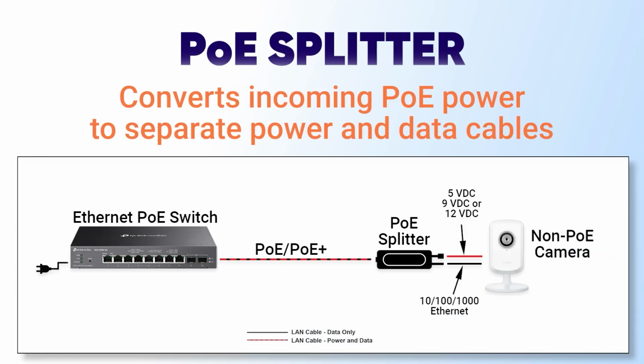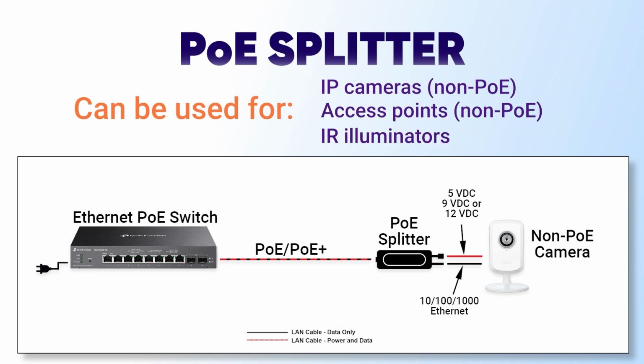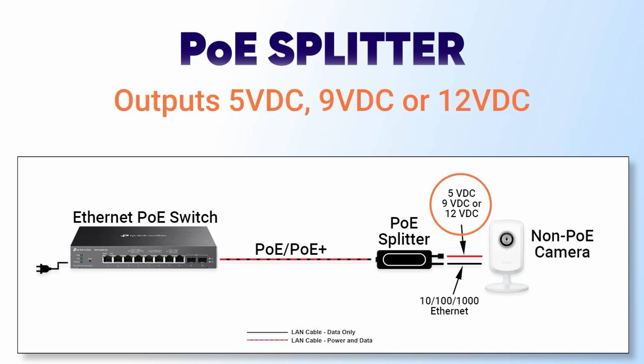A PoE splitter converts a PoE cable carrying both power and data into 2 separate cables, one purely power and one purely data. This allows use of a non-PoE device, like the camera shown here, in a PoE network. A typical splitter may support an output voltage of either 5, 9, or 12 volts DC.